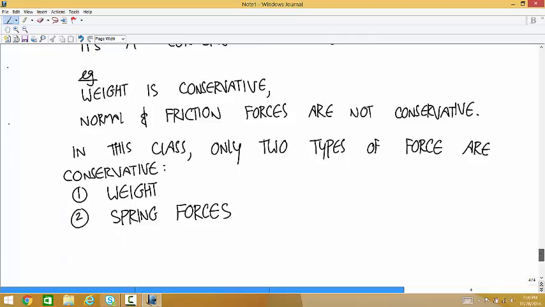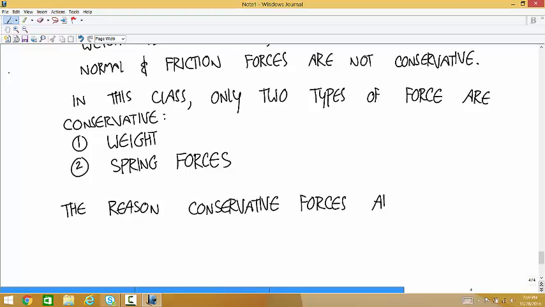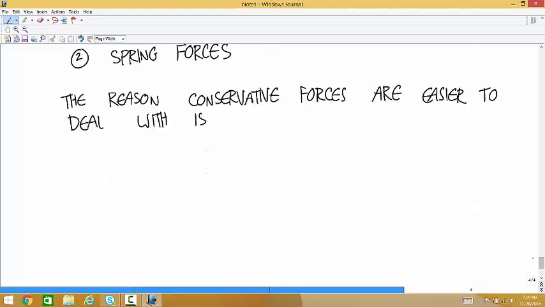But here's the reason that conservative forces are really important. The reason conservative forces are useful, or maybe they are easier to deal with, is they have something called potential energy.